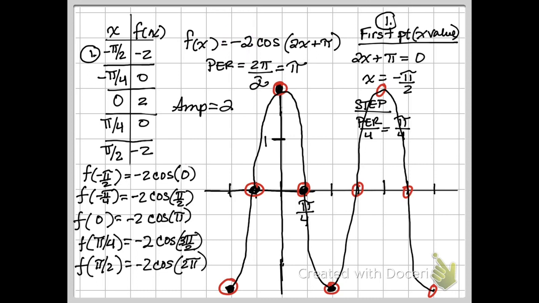Okay, so hopefully you can graph a sine and cosine function now, and good luck.